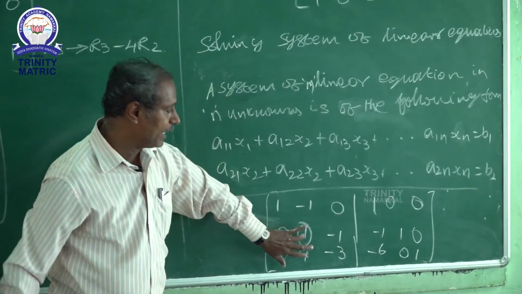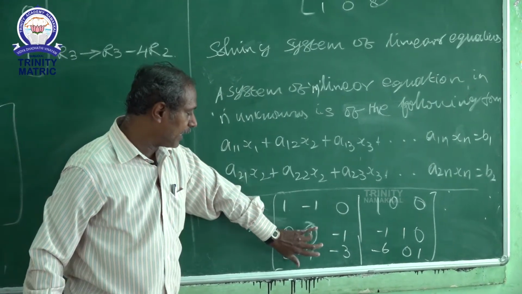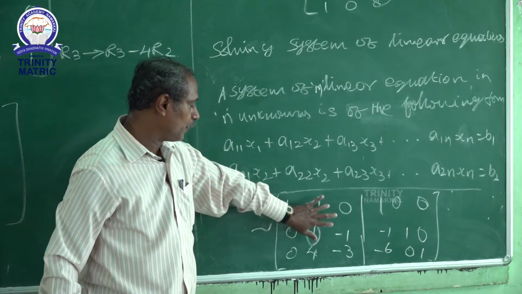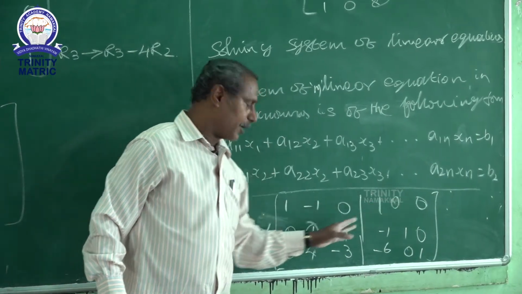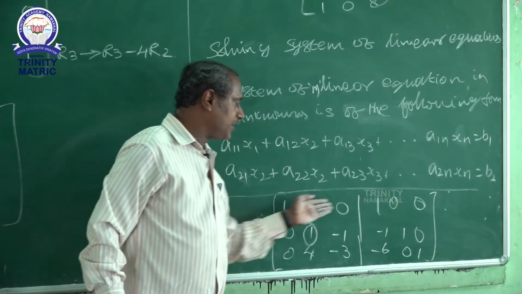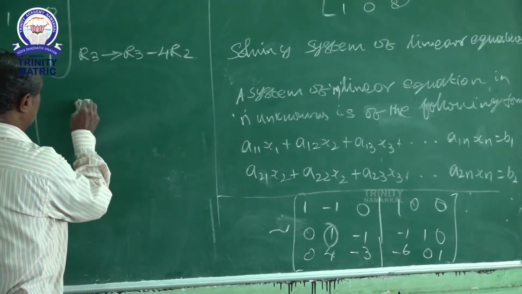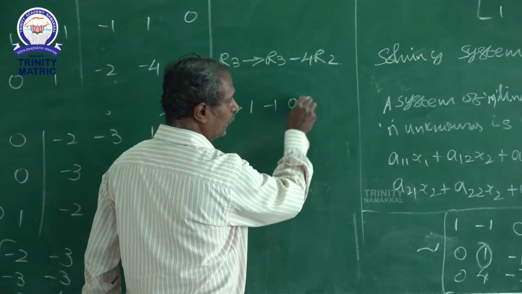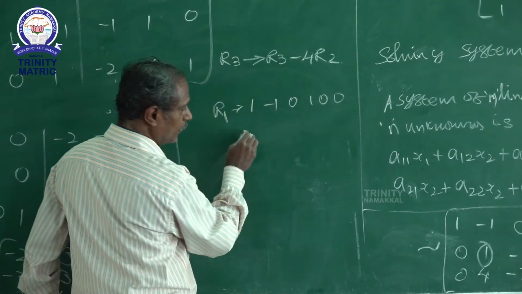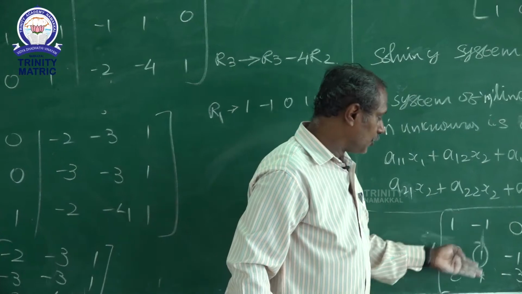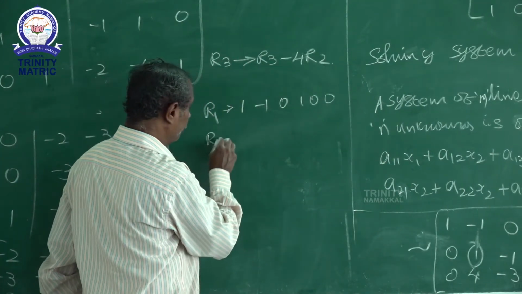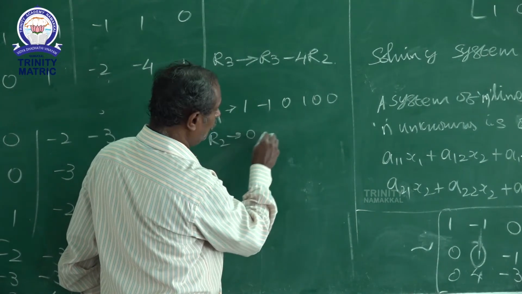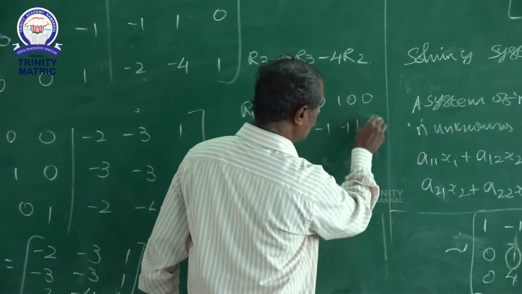For that purpose, here 1 is already there. So we can directly add this R2, because we want to change R1 to become 0. That is, we want to change the element in R1. So we can write the R1 row as 1 minus 1 0 1 0 0. So we are adding these two, that is R2: 0 1 minus 1 minus 1 1 0.